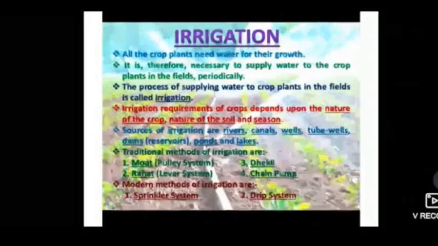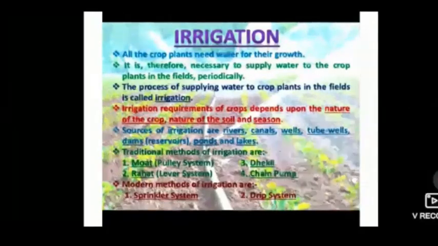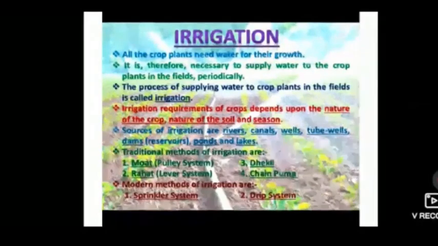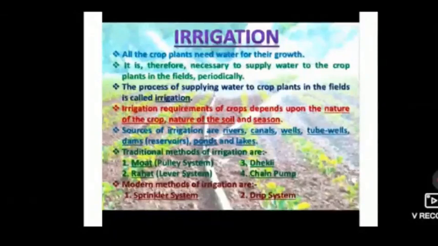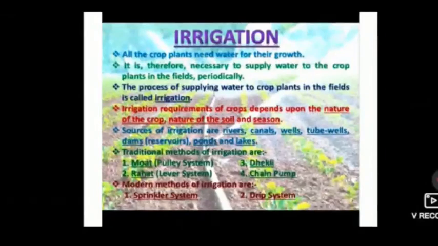Let's talk about irrigation. What is irrigation? Basically, irrigation means supplying water to the crops at regular intervals and whenever it's required. So, water is very essential for the growth and the development of crop plants. The definition is: the process of supplying water to the crops in the field is called irrigation. And the sources of irrigation are rivers, canals, wells, tube wells, dams, ponds and lakes.